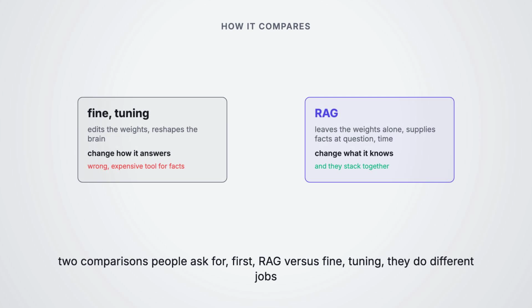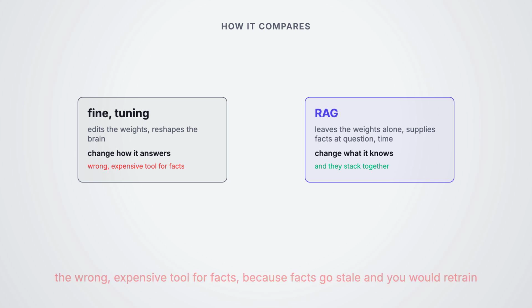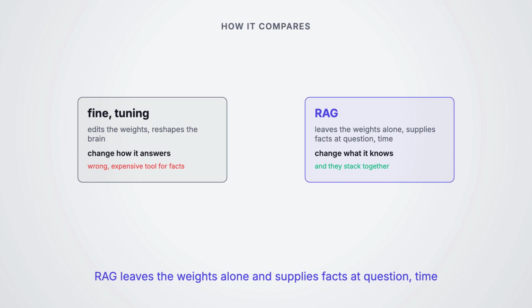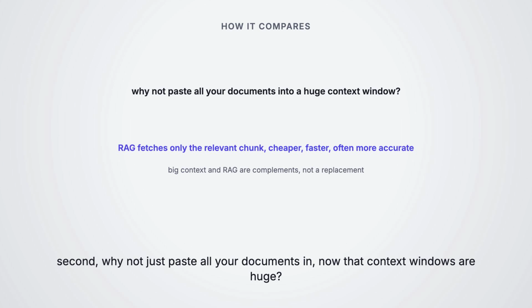Two comparisons people ask for most. First, RAG versus fine-tuning. They sound like rivals, but they do different jobs. Fine-tuning edits the weights to change how the model behaves. Its style, its format, a particular skill. It reshapes the brain, and it is the wrong, expensive tool for facts, because facts go stale and you would retrain every time they change. RAG leaves the weights alone and supplies facts at question time. The rule of thumb: fine-tune to change how it answers. Use RAG to change what it knows. And they stack.